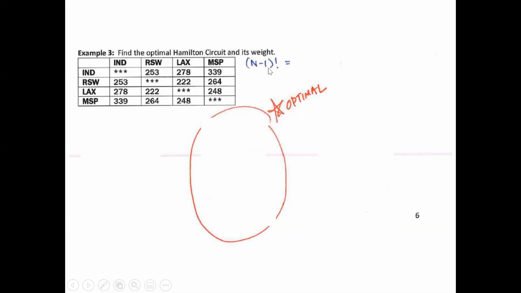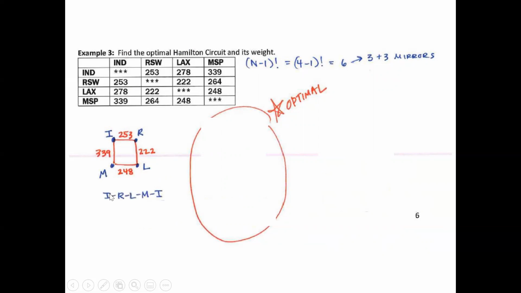So to find the number of circuits, you have 1, 2, 3, 4. So 4 minus 1, so 3 times 2 times 1, which is still going to be 3 mirror image circuits. So the first one I'm going to do is IRLM. So here is my first one, and I put the weighted amount of money it costs to travel in between them right here. And then you look at IRLMI. And then of course you can do the same, but then you just simply reverse it. And the total cost of this, if I were to add these numbers together, will give me 1,062.